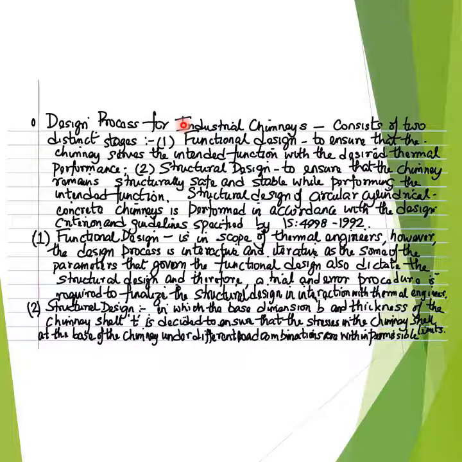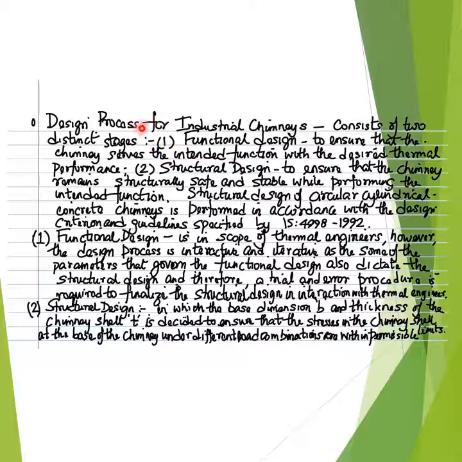That is, one, the functional design, in which stage the objective of the design process is to ensure that the chimney serves the intended function, that is, to discharge or exhaust the desired or design volume of waste gases with the required exit velocity and the desired thermal performance.